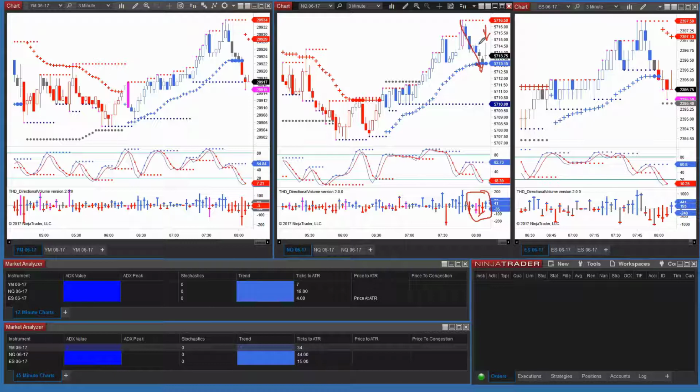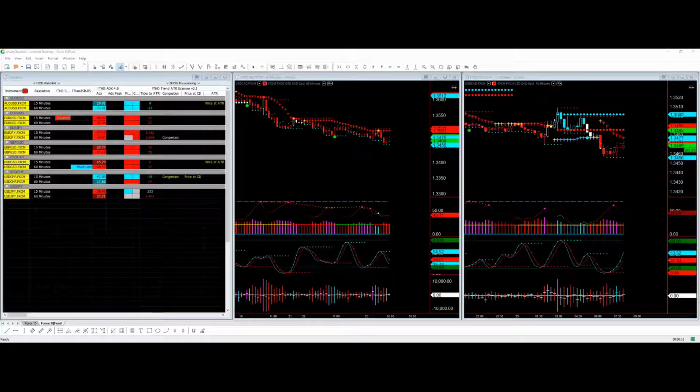That just tells me this is not the best time in the world to take a short on the 3-minute NASDAQ chart. Now that can change. A lot can change with the next bar. Okay? All right. Now let's go back to this one.